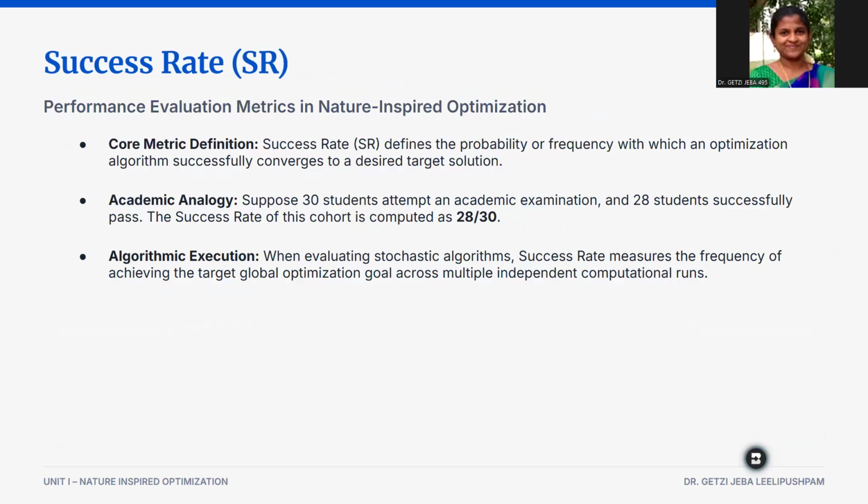The second metric is the success rate. Success rate is defined as the probability or frequency with which an optimization algorithm successfully converges to the desired target. It is the probability of how successfully it has converged to the target solution.